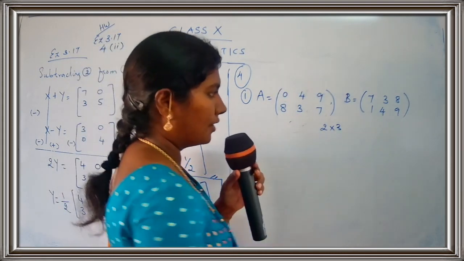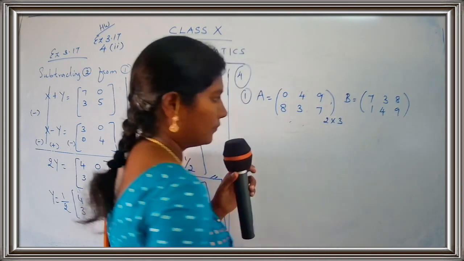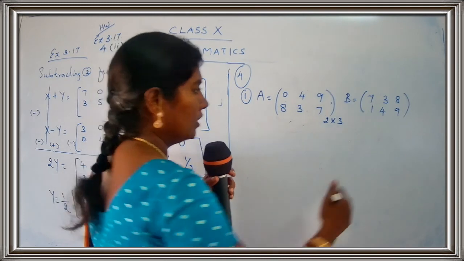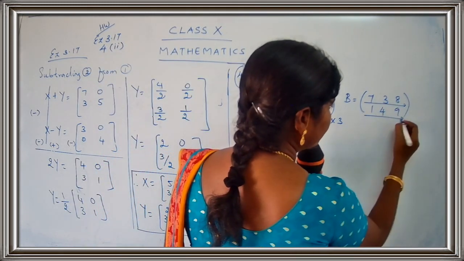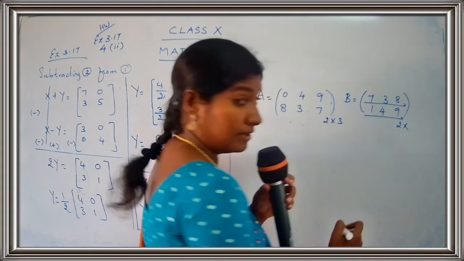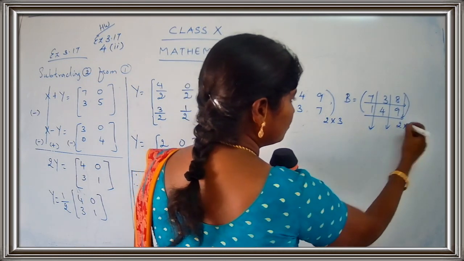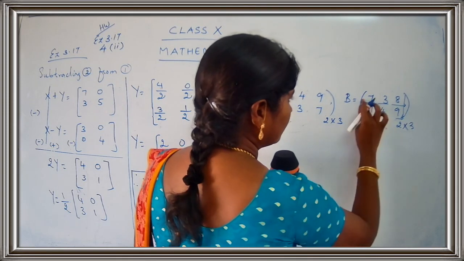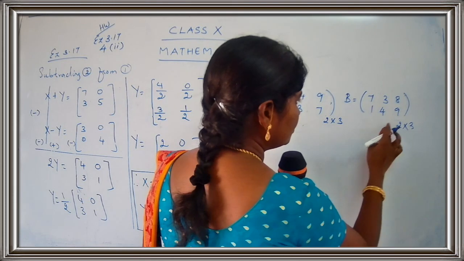Let us find the order over here. You can just write down the order here, 2 cross 3, below the bracket. Okay, let's come to this part. Let's check the number of rows. 1, 2. Check the number of columns. 1, 2, 3. So 2 cross 3. Okay, children, so we have found the order.